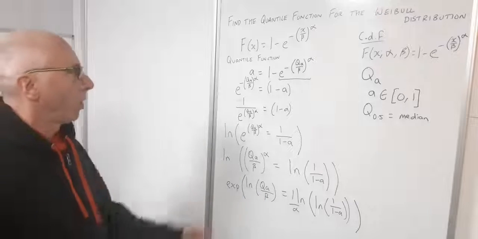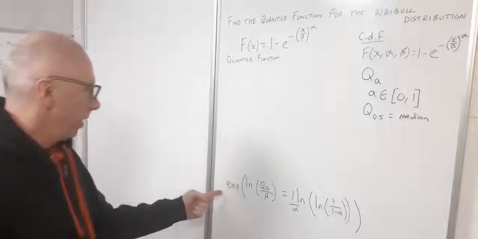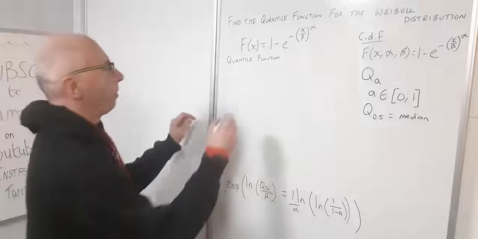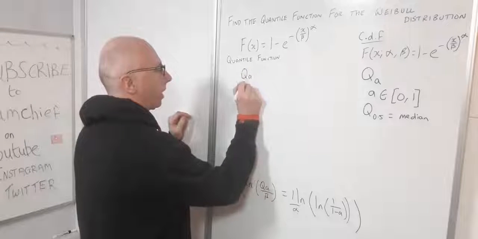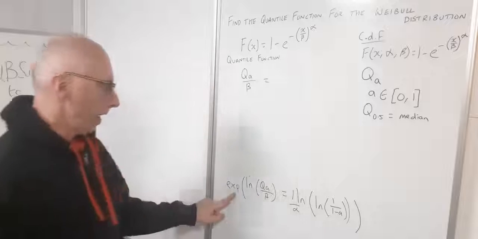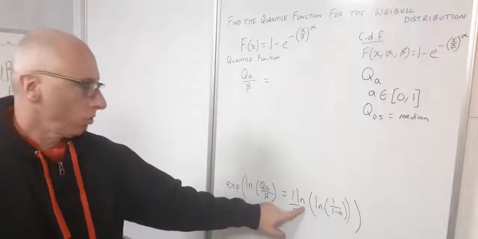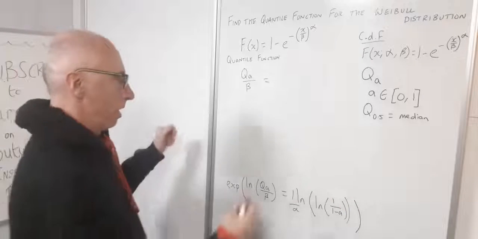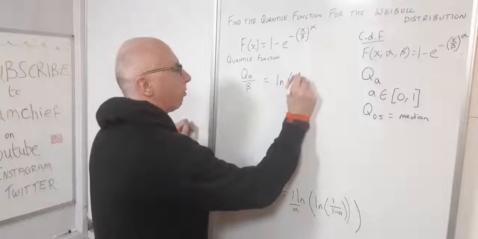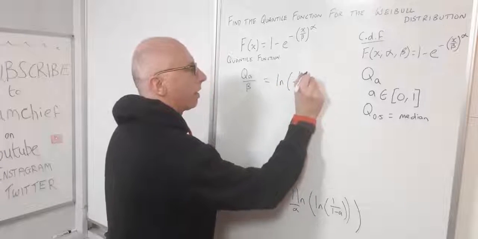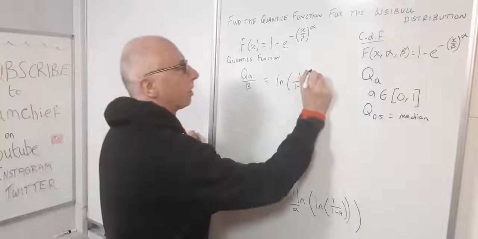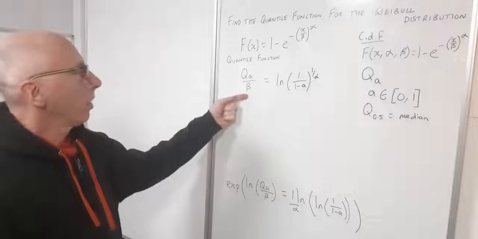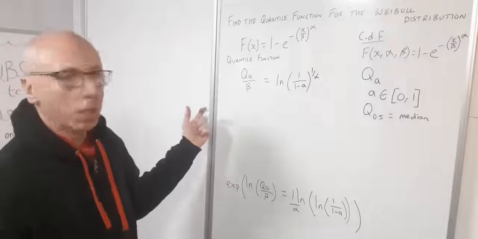So let's take this off the board and bring this up to the top. The exponential of all of this will just disappear, leaving me with my quantile over beta, so Q_A over beta. And on this side, the exponential makes the natural log disappear, but my 1 over alpha will now become the power. So now I will have the natural log of 1 over 1 minus A, all to the 1 over alpha. So that's the alpha root basically. Now I need to multiply both sides by beta, and I've got my quantile function.